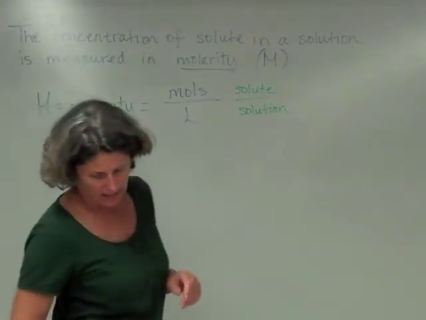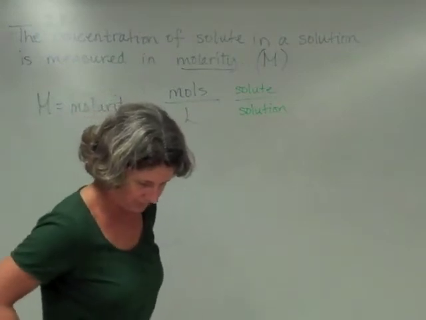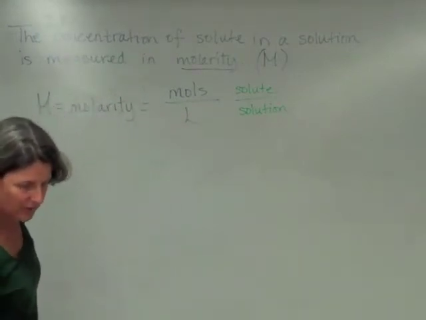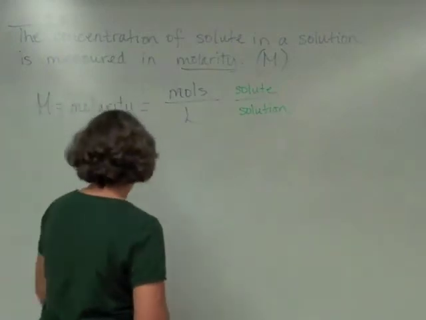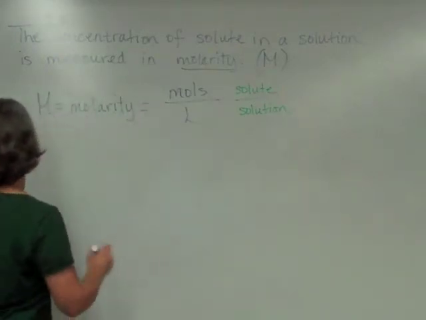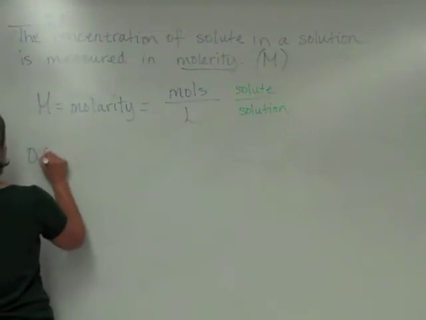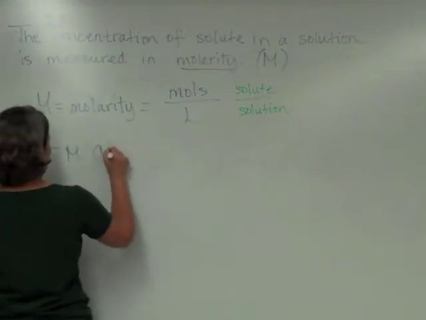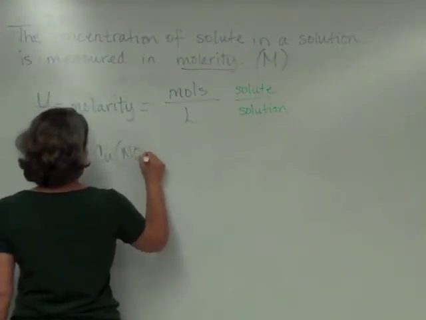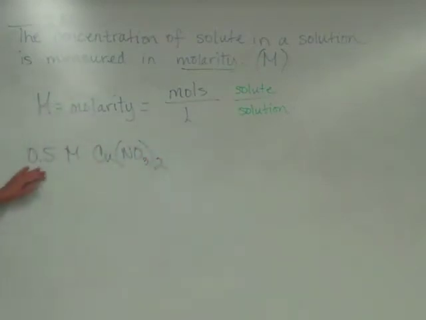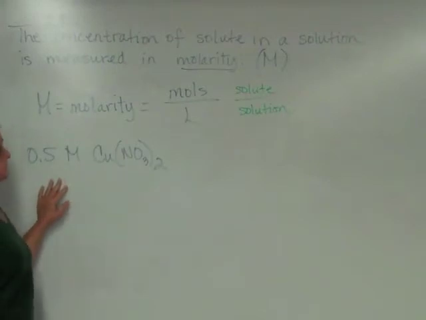So we would say, if we saw something written on a beaker, like 0.5 molar copper 2 nitrate, this is how it would be written, 0.5 molar. And you've seen this. You've seen this in your labs. We've had molarity. You've been introduced to it. You just didn't know it in your lab procedure papers.